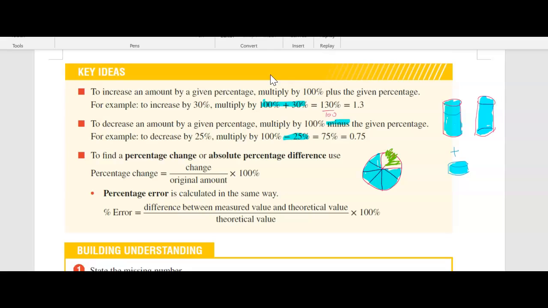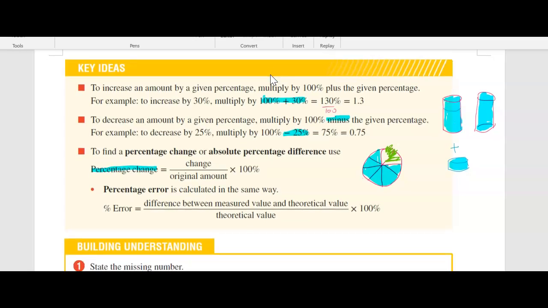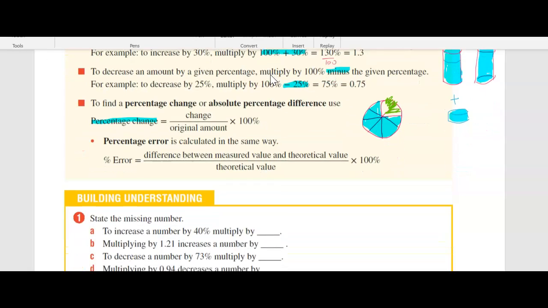All right, so to find a percentage change or absolute percentage difference, just make sure I've got my highlighter. Your percentage change is your amount of change divided by your original times 100. Percentage error, I don't think we're actually doing this, so we might just leave percentage error, the difference between measured value and theoretical. Don't worry about that.